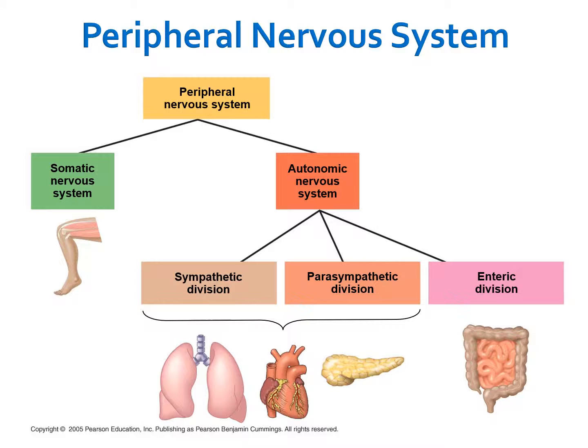The autonomic nervous system is responsible for regulating involuntary body functions such as blood flow, heartbeat, digestion, and breathing. This system is further divided into three branches: the sympathetic division, the parasympathetic division, and the enteric division.